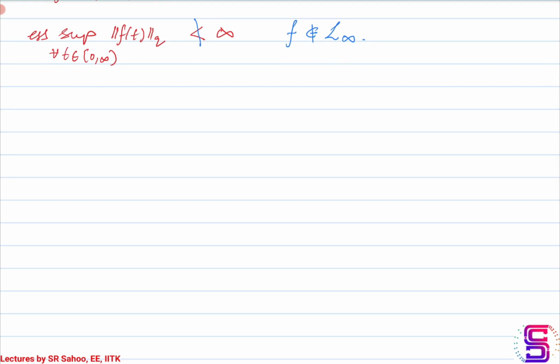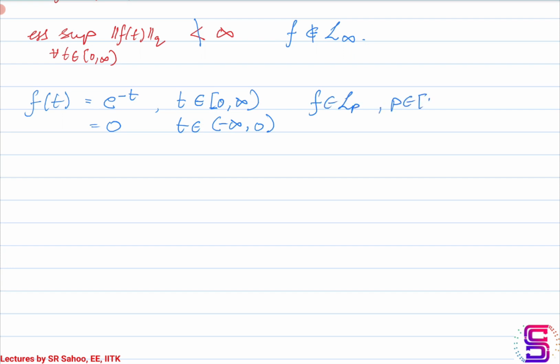Let's take another example. f of t is equal to e power minus t for t in the interval 0 to infinity and is 0 for t less than 0. This is what it is. Again, we raise the same questions: whether f belongs to the LP space, 1 to infinity, and whether f belongs to the L infinity space.